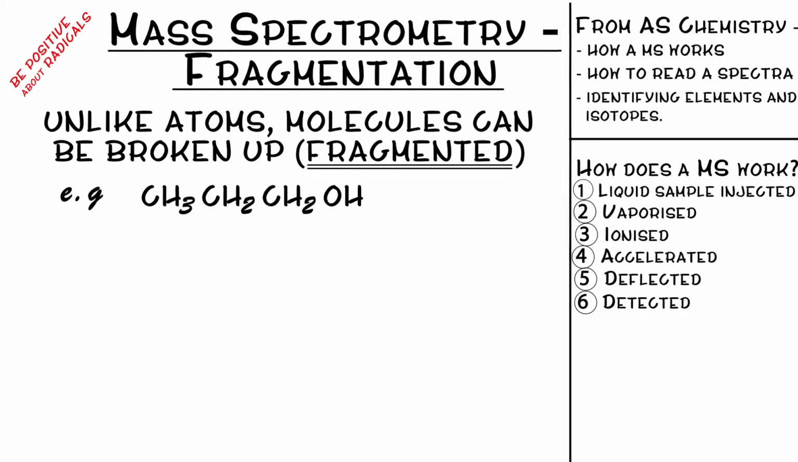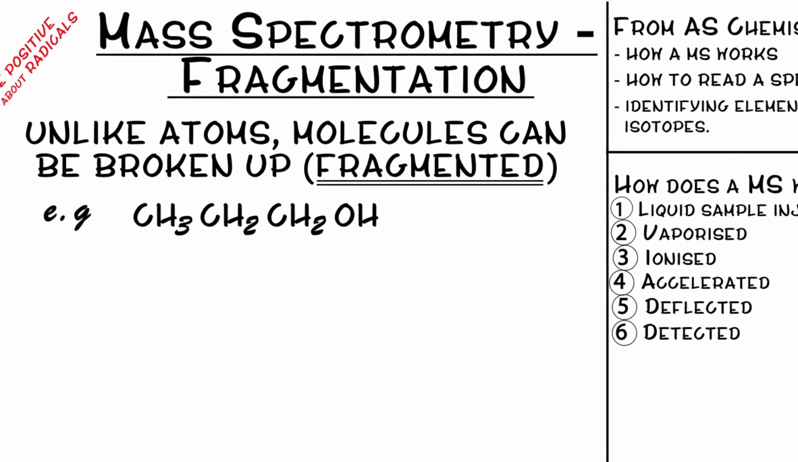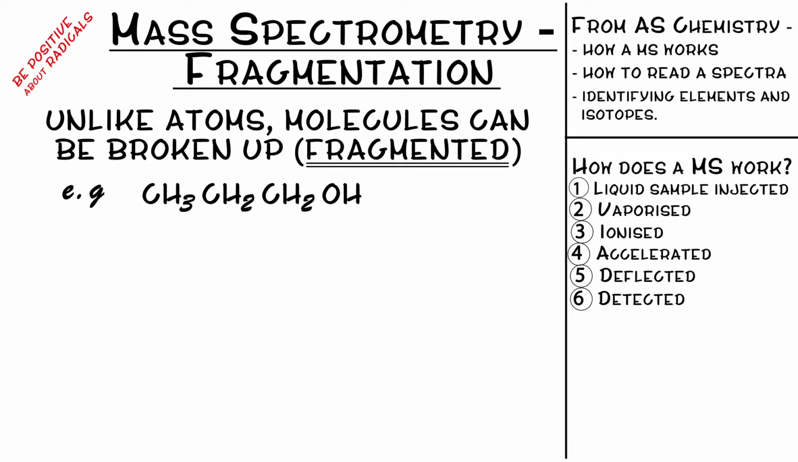Hi everybody, in this video we're going to be looking at mass spectrometry and in particular we're going to look at fragmentation. Now this video is aimed at A2 chemistry students, so there is a requirement for you to know some mass spectrometry already to be able to understand this, and that is from AS chemistry.